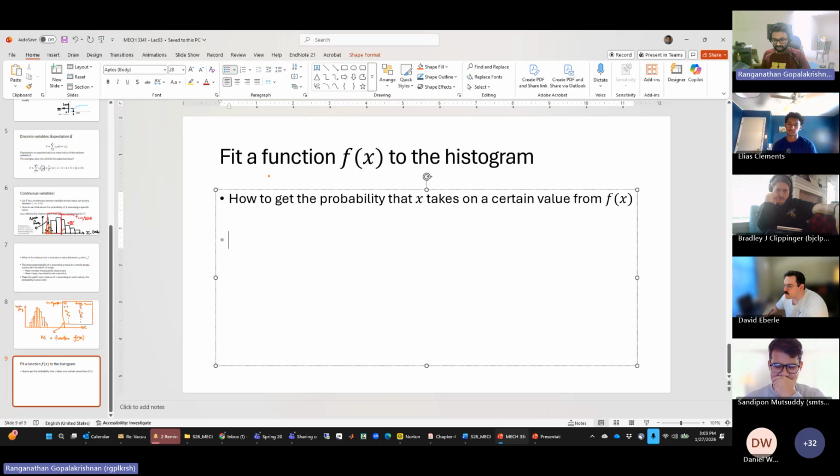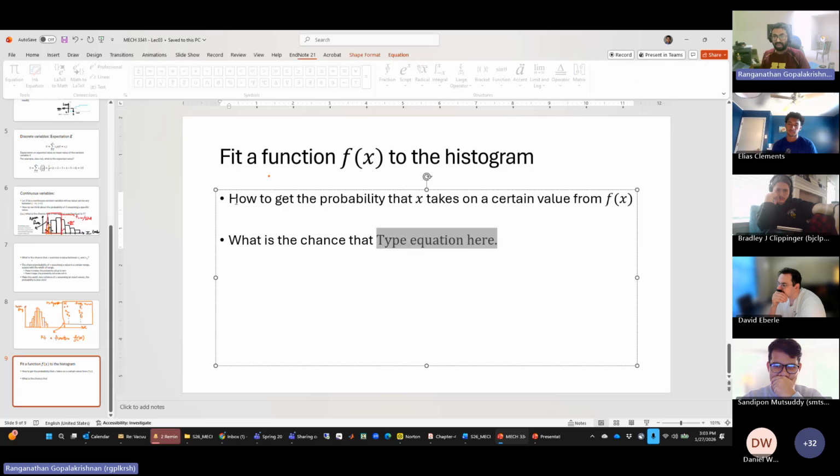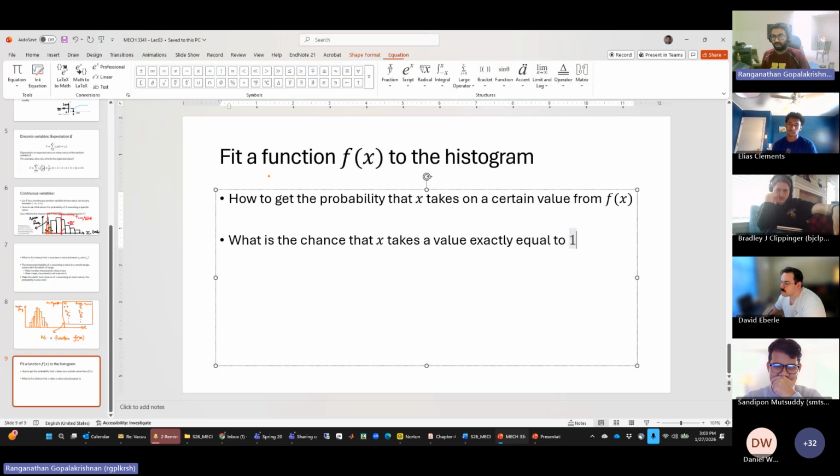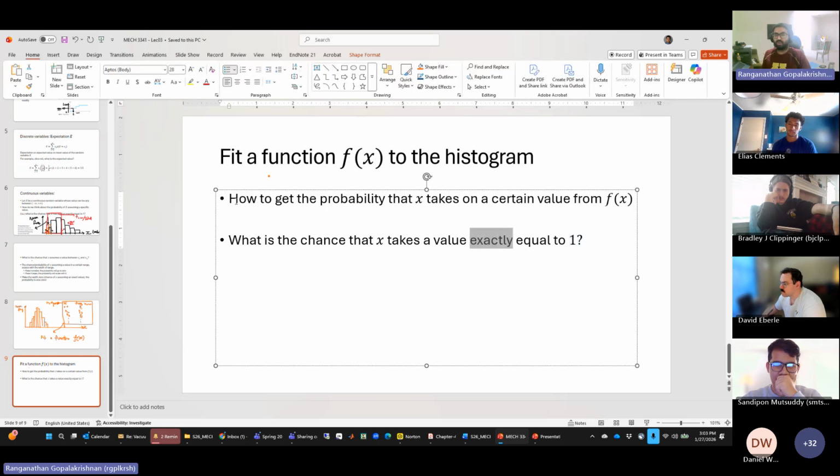That's the question. Now answer this for me. What is the chance that x takes a value exactly equal to, let's say, 1? What's the chance? Exactly 1, x equals 1. That would be 0.